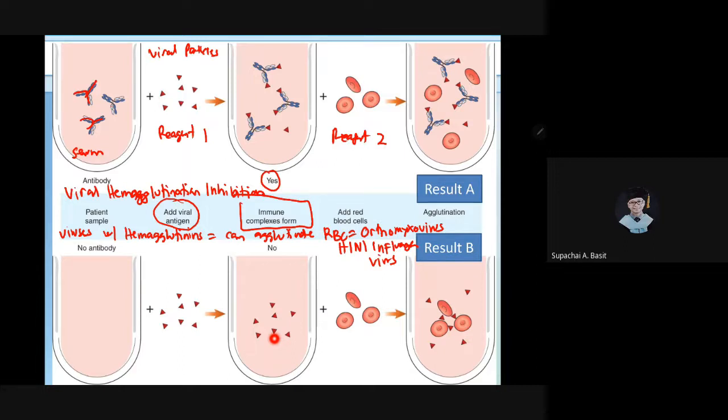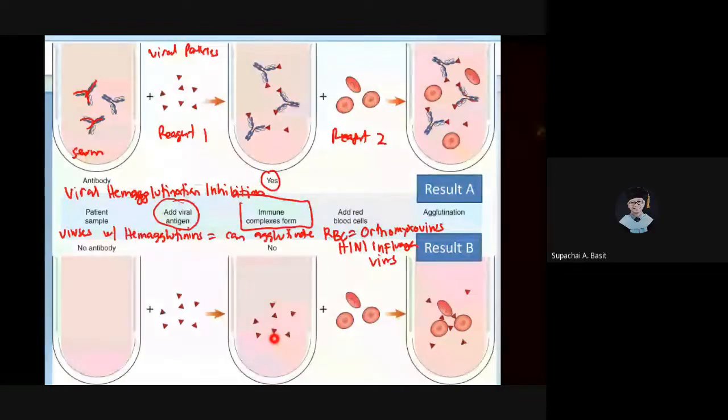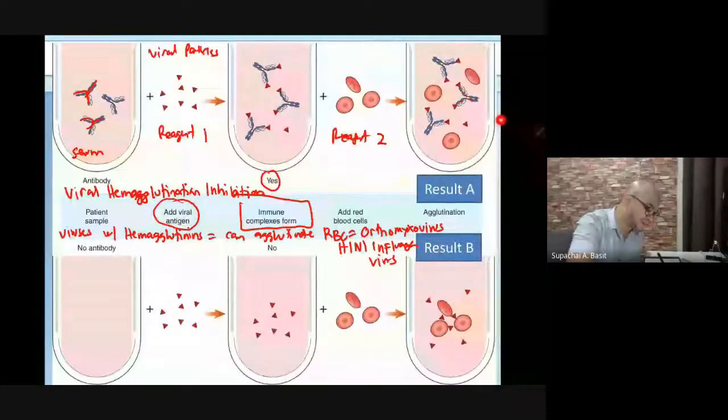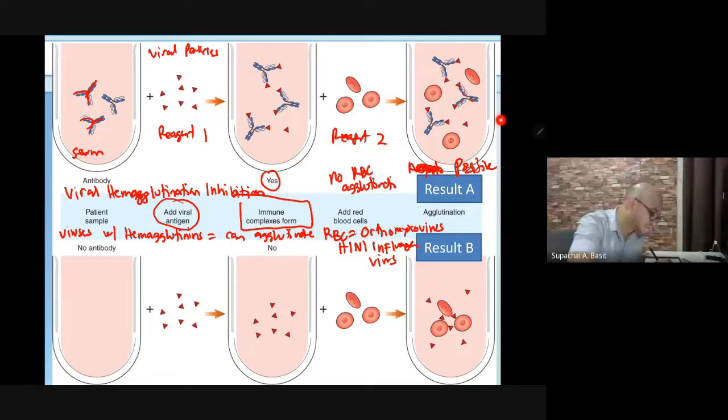However, since the antibodies are used up already, RBC will remain unbound. So this therefore is an example of a positive reaction. So no RBC agglutination is an example of a positive reaction.